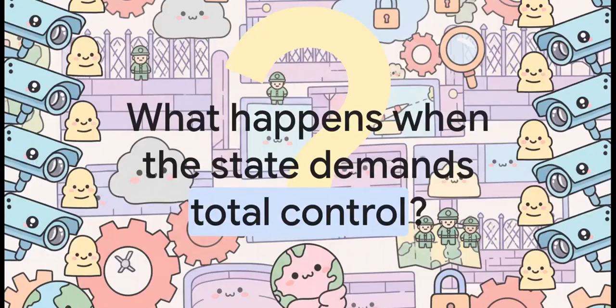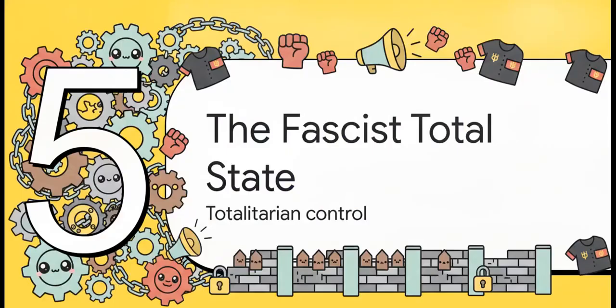But this brings us to a much darker, pressing question. We've looked at states that want to be invisible, states that want to wither away, and states that want to regulate for welfare. So, what happens when the state demands absolute total control? Our final stop, part five, the fascist total state.